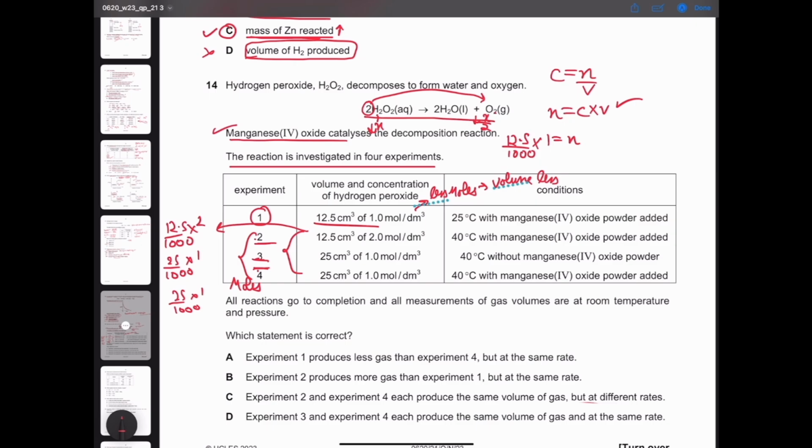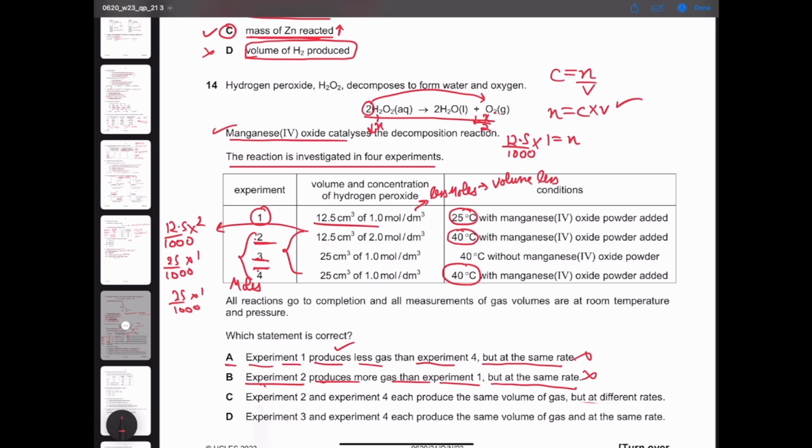Alright, now let's look at statement A. Experiment 1 produces less gas than experiment 4. This is true. But at the same rate, are the conditions the same? No, the temperature is different. So the rate of reaction should be different. Incorrect. Statement B: experiment 2 produces more gas than experiment 1. This is correct because experiment 2 has a greater number of moles. But at the same rate, are the conditions the same? 40, 25? No.